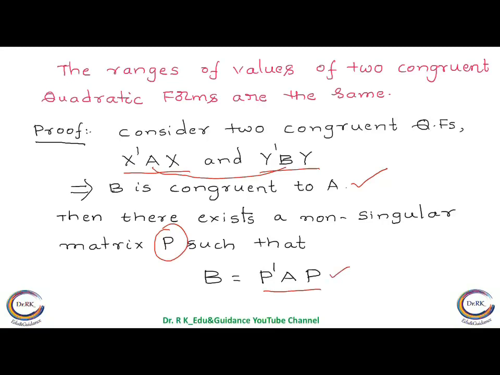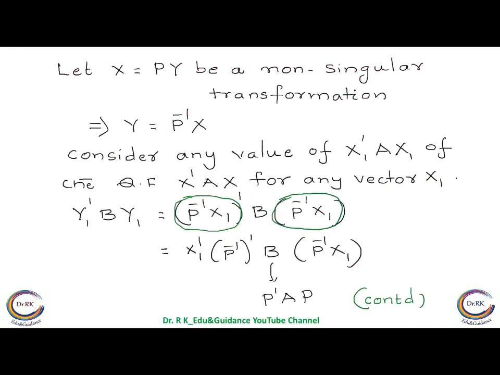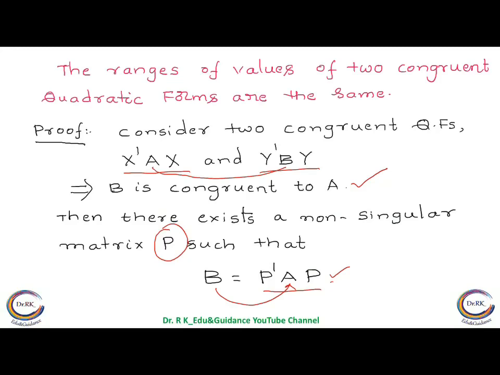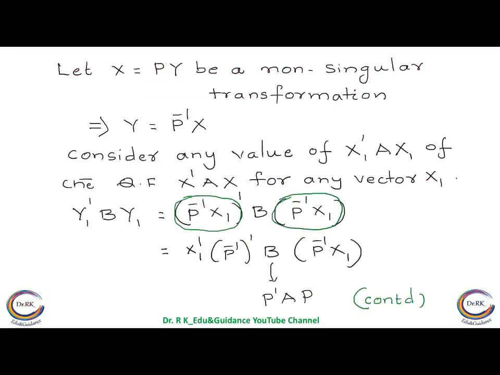If B equals P transpose AP, then we say B is congruent to A. This is the basic definition. Now we'll proceed further. Let us consider a transformation X equals PY.